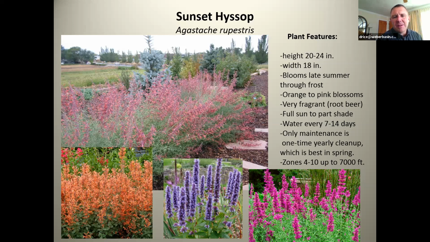They bloom late summer and they'll bloom into frost. The sunset hyssop is the main big picture there, the pinkish orange. They have, to me, the fragrance of licorice. Some people think they smell like root beer. As you rub the foliage, this is sometimes referred to as anise hyssop because anise is the black licorice type. If you can taste black licorice, that's what this smells like.